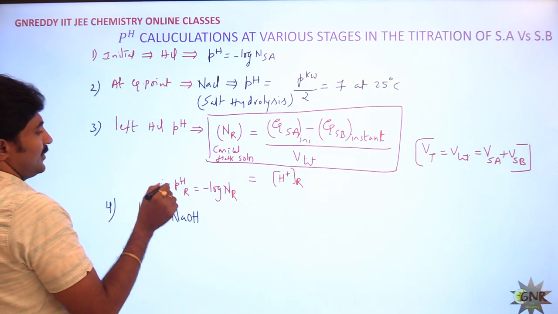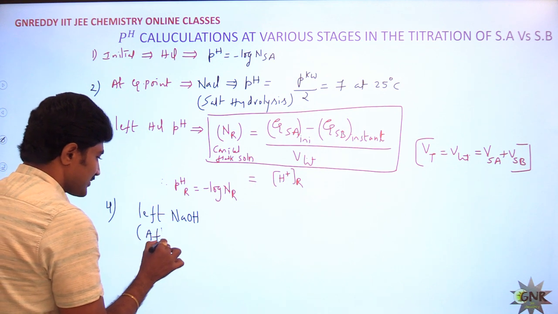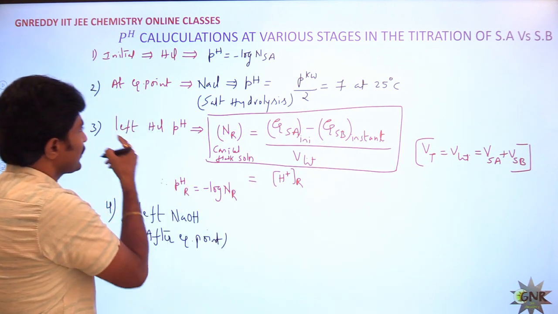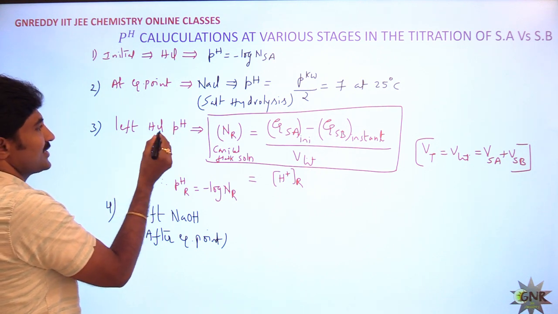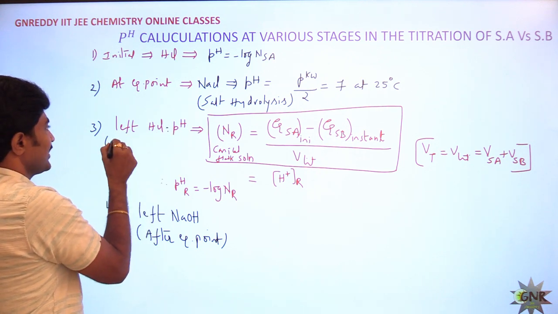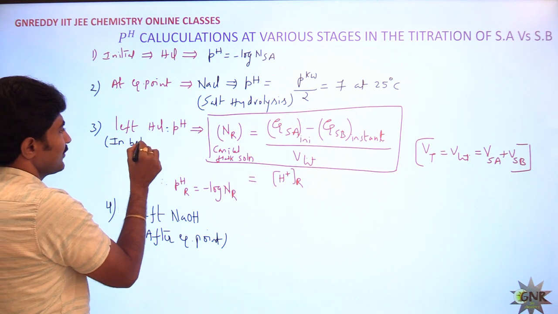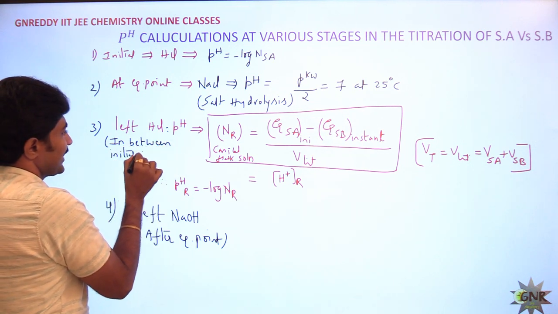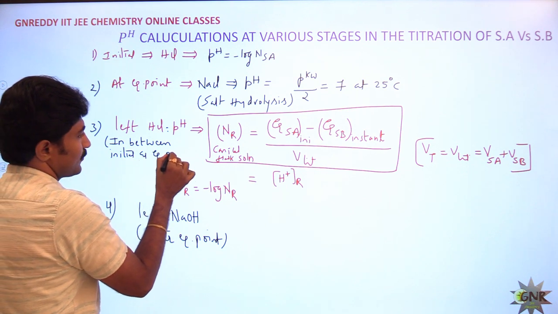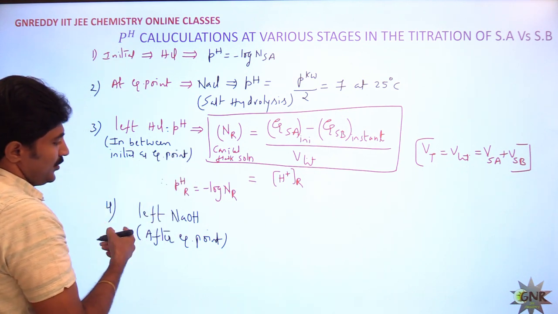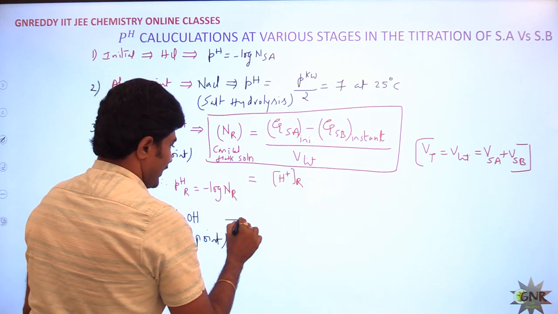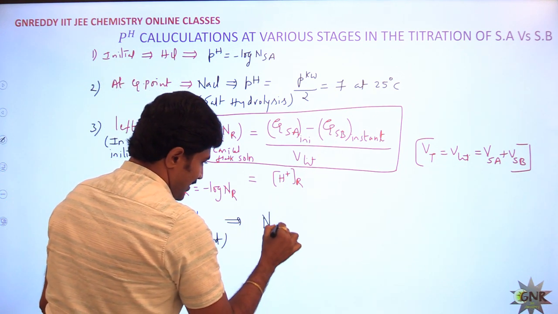So this is after equivalence point. If you take the third one, what is left? HCl. This is in between initial and equivalence point, right? Okay, if you take the fourth one, after equivalence point, NaOH is left, and how is this resultant normality obtained?